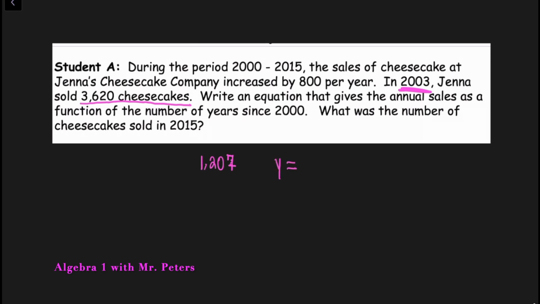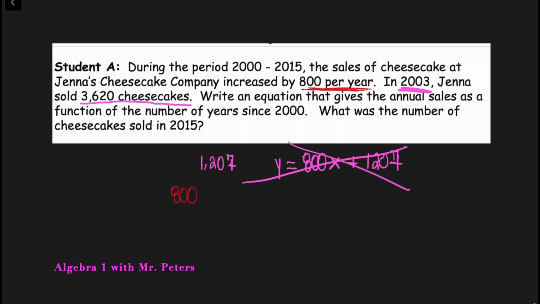And then we're going to say, okay, we know y is equal to the 800 she does per year. We don't know how many years. And then we're going to add the 1207. This is absolutely wrong. The reason why is because we skipped an important step, and I got you right now. So when we look at this problem, guys, let's just start. It's telling us that the Cheesecake Company increased 800 per year. So in 2003, Jenna had sold 3,620 cheesecakes, but there was something we forgot to do.